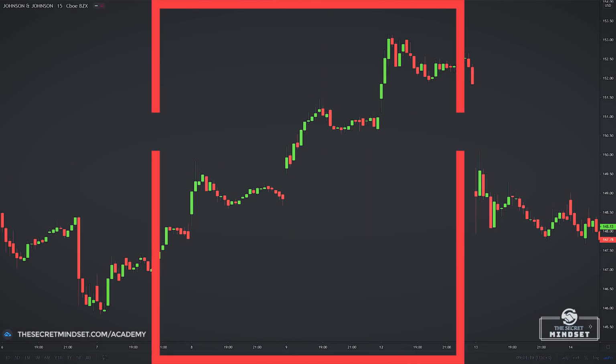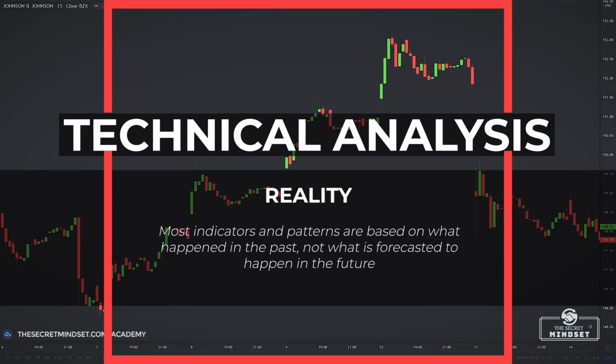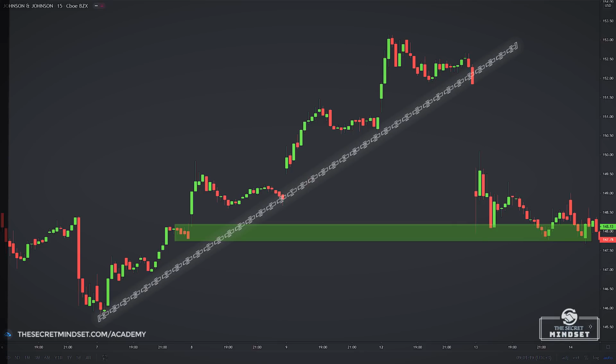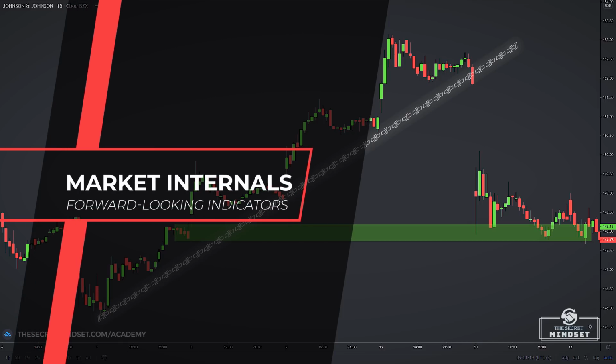Technical analysis has one major fault. Almost all indicators and patterns are based on what happened in the past, not what is forecasted to happen in the future. And as a technical trader myself, I have to always remember this when placing my trades. But there are some indicators that actually are forward-looking, and these forward-looking indicators are known as market internals. If they are used correctly, they might be one of the best tools you can use to time the markets.